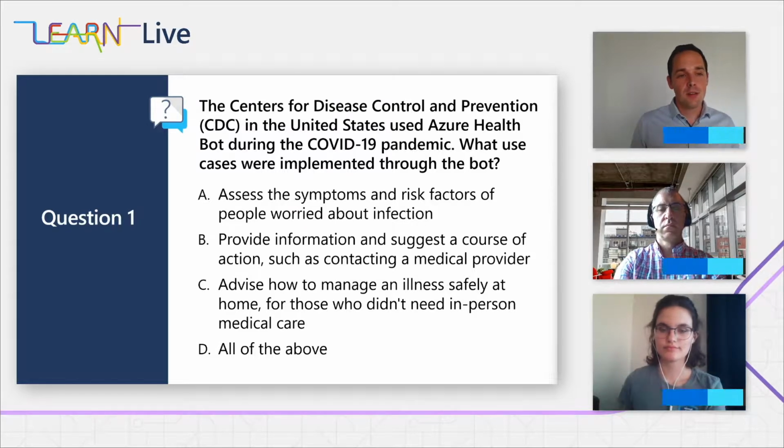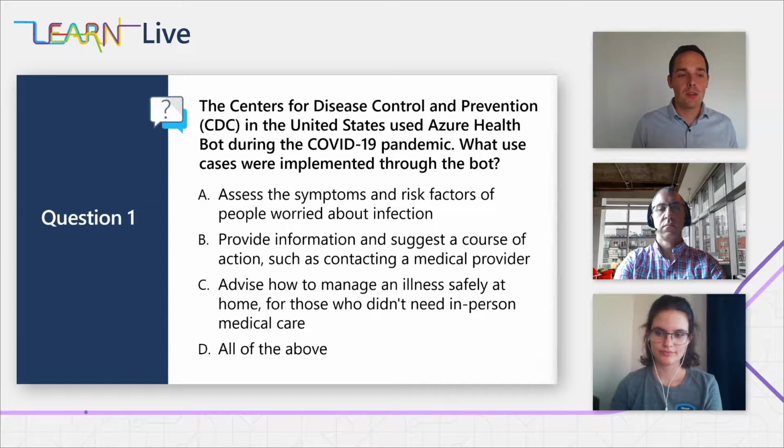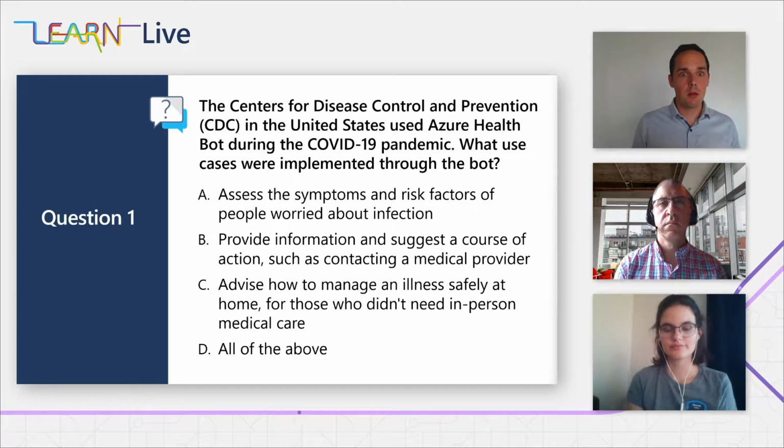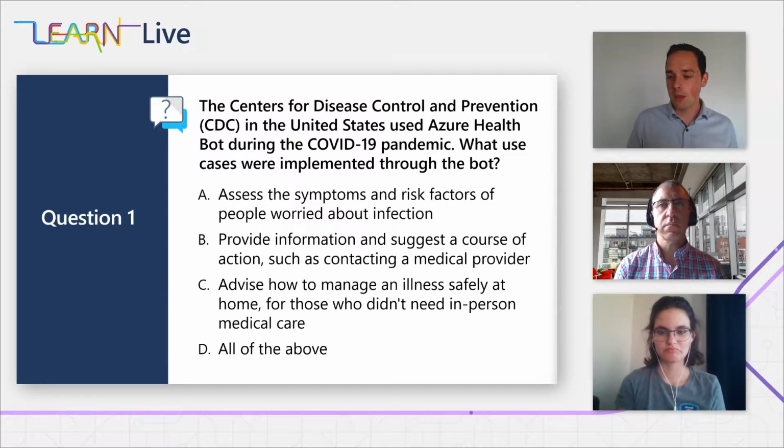So let's start. The Center for Disease Control and Prevention, or the CDC, in the United States used Azure Health Bot during the COVID-19 pandemic. What use cases were implemented through the bot? A. Assess the symptoms and risk factors of people worried about infection. B. Provide information and suggest a course of action, such as contacting a medical provider. Or C. Advise how to manage an illness safely at home for those who didn't need in-person medical care. Or D. All of the above. Rodanti, what do you think?